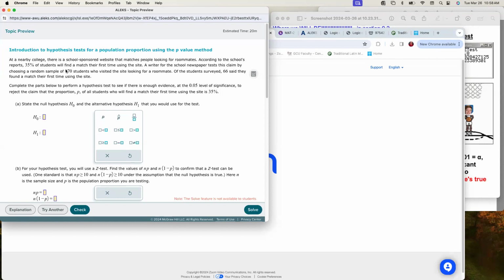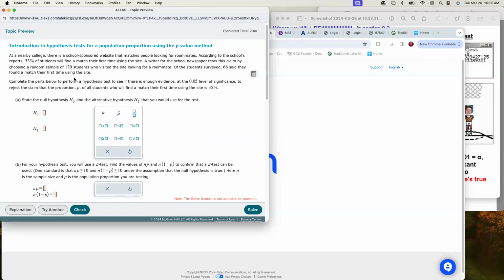Now, if I just read it: at a nearby college, there's a school-sponsored website that matches people looking for roommates. According to the school's report, 35% will find a match their first time using the site. A writer for the school paper tests this claim by choosing a random sample of 170 students who visited the site looking for a roommate. One of the surveys said 66 of the students surveyed found their match the first time. So essentially we got 66 out of 170.